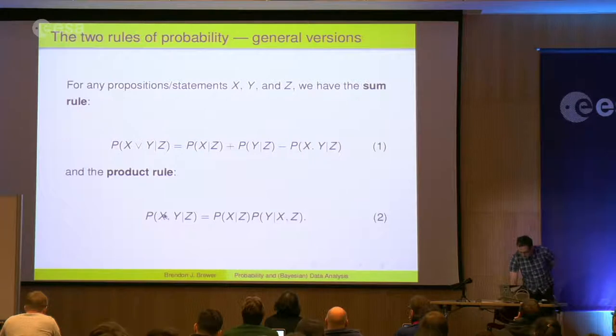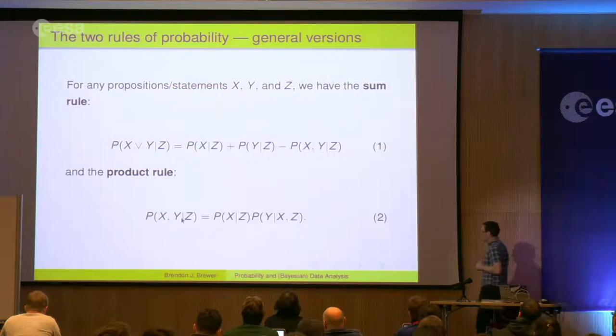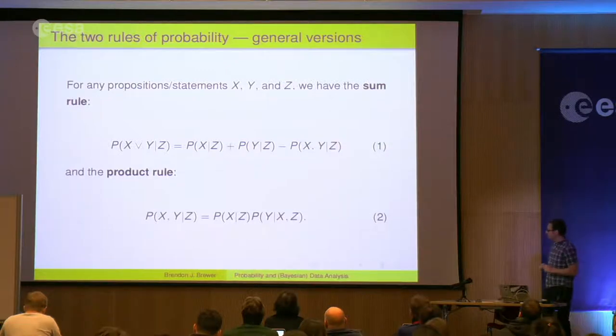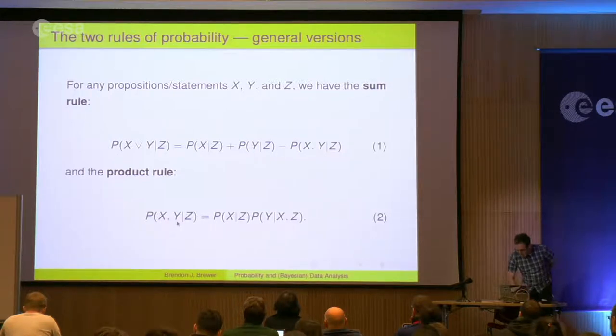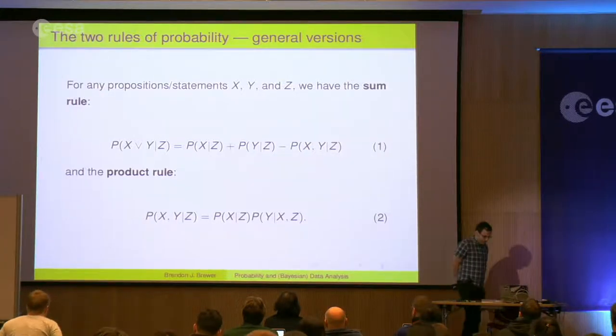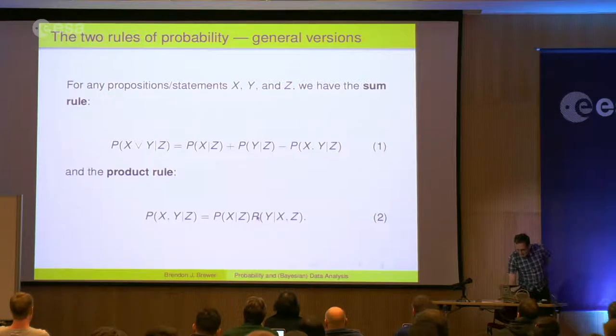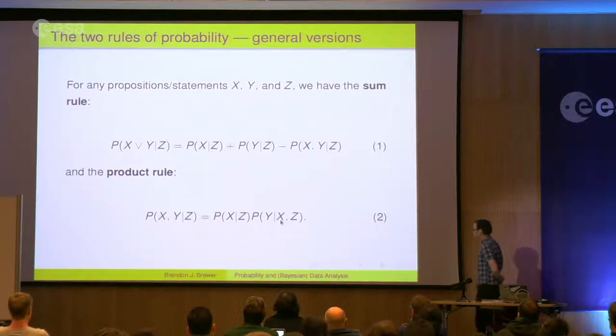And usually the product rule is used to calculate the probability that two propositions are both true at the same time, loosely speaking. Though, of course, there's no time in probability theory, really. So if X was about pizza and Y was about cereal, and I wanted to know the probability that both X and Y were true, so that I had cereal and that I had pizza, then I can decompose that. I can first say, what's the probability I had pizza? And then what's the probability I had cereal, given that I had pizza, and multiply those two together. Okay. So that's the product rule.